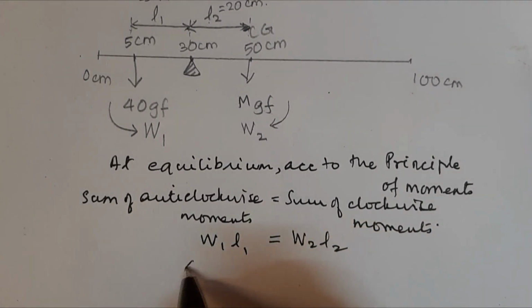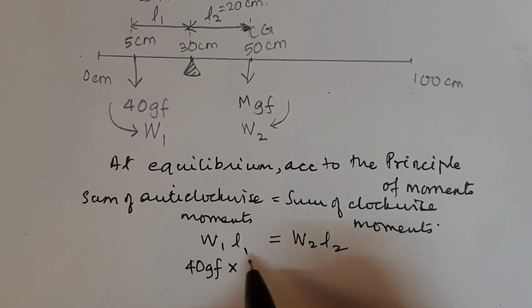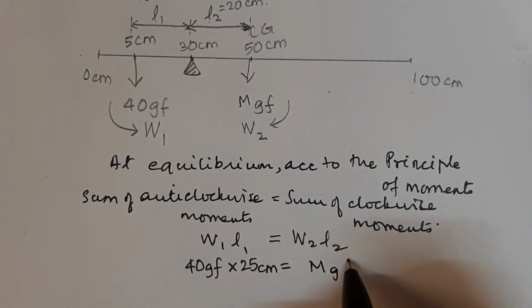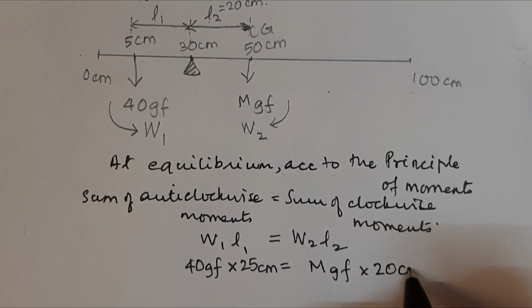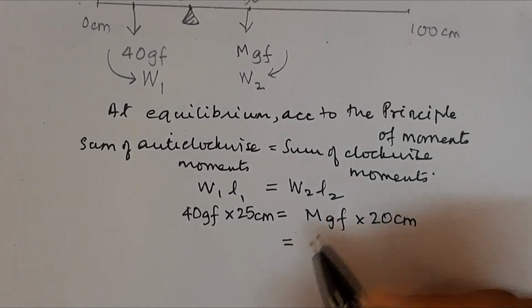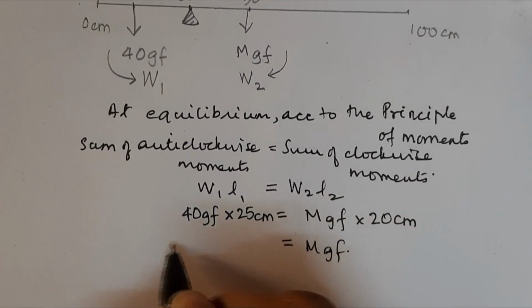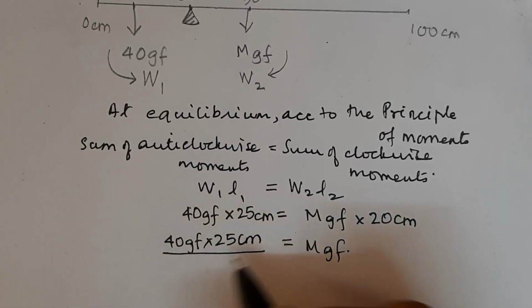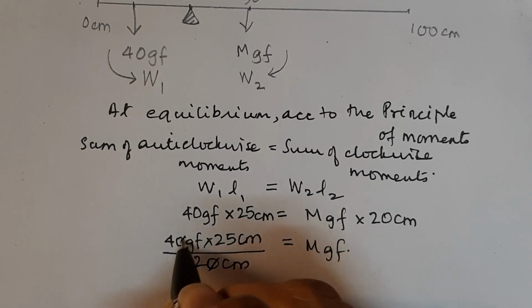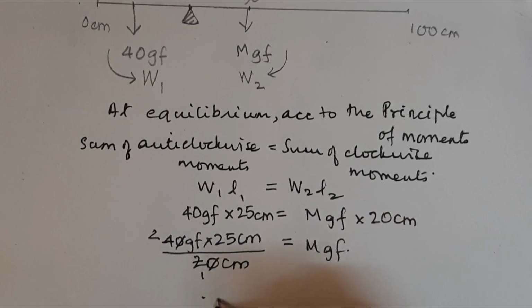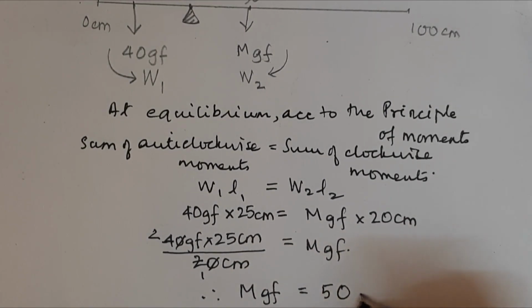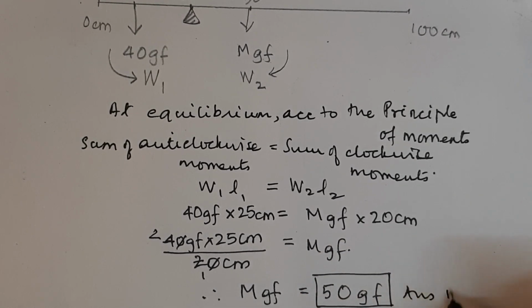Let us substitute. W1 is 40 gf multiplied by L1 is 25 centimeter, which is equal to mgf multiplied by 20 centimeter. And so we will have mgf equal to 40 gf multiplied by 25 centimeter divided by 20 centimeter, and that gives us mgf to be 25 into 2, which is 50 gf, and that is the weight of the ruler. That is our answer 1.